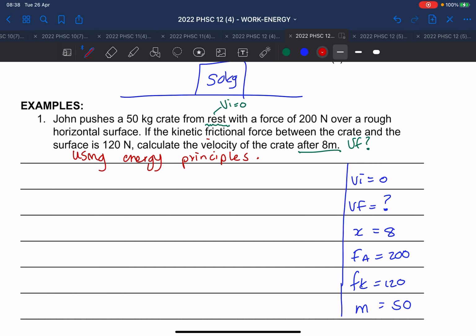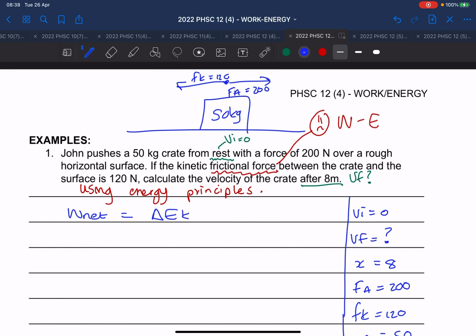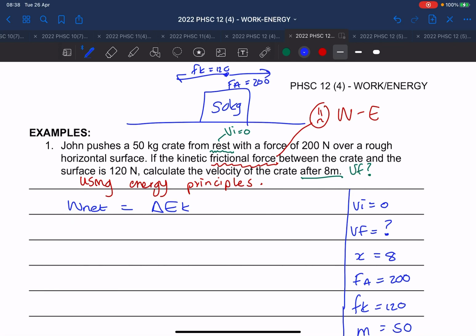Now, because there's friction, that is why you're going to use the work-energy theorem, which says the net work done is equal to the change in the kinetic energy. For the net work, you need the force diagram. So we have the applied force, the frictional force, the gravitational force, and the normal force. And we also have that it moves in that direction.